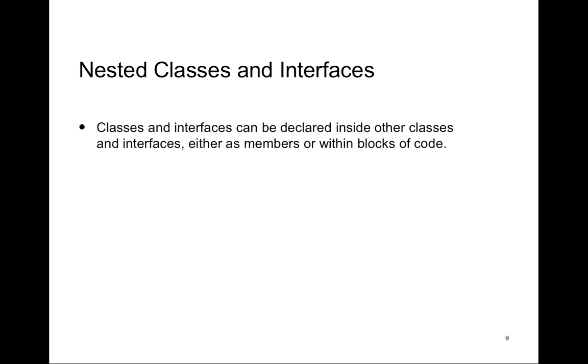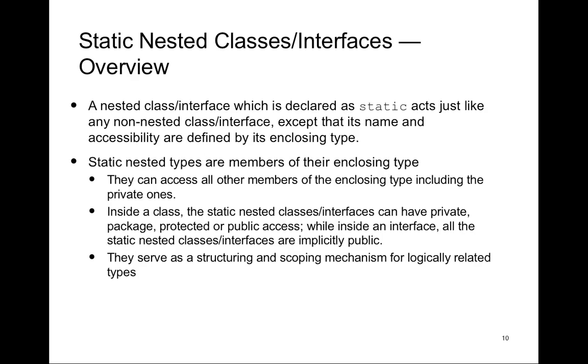Anyway, in terms of the abstraction, that would be a class object that's inside of another class object. You can also implement classes inside of classes and interfaces inside of interfaces, either as members or within blocks of the code. So we have static nested classes and interfaces. We know what static means, hopefully: class level, not instance. So we have a nested class or interface which is declared as static. It acts just like a non-nested class or interface, except that its name and accessibility are defined by its enclosing type.